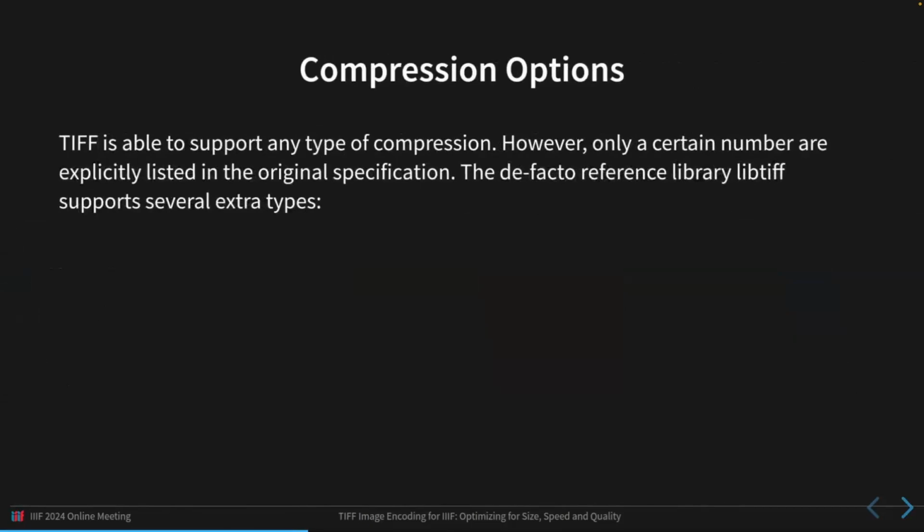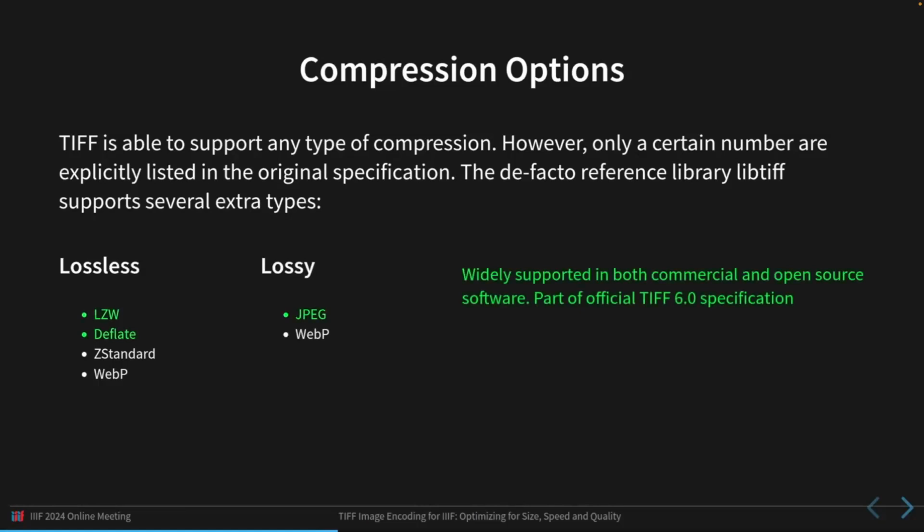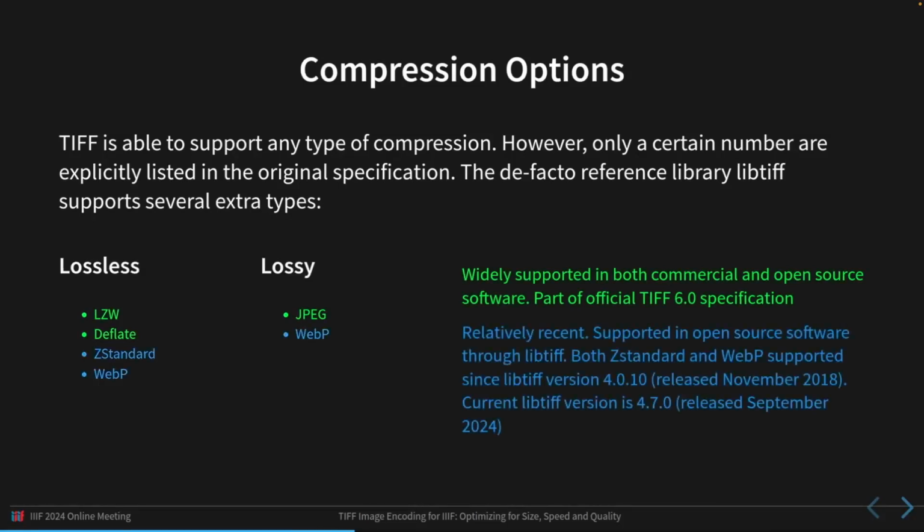So TIFF is able to support any type of compression. However, only a certain number are explicitly listed in the original specification. However, the de facto reference library libtiff supports a few extra types. So for lossless encoding, you have LZW, deflate, Zstandard, WebP. For lossy encoding, JPEG or WebP. LZW, deflate and JPEG are widely supported in both commercial and open source software and are part of the official TIFF 6 specification.